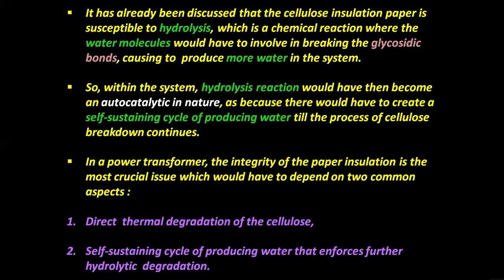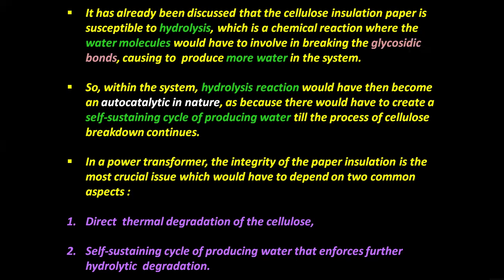It has already been discussed that cellulose insulation paper is susceptible to hydrolysis, a chemical reaction where water molecules are involved in breaking the glycosidic bonds, producing more water in the system. So, within the system, the hydrolysis reaction becomes autocatalytic in nature, creating a self-sustaining cycle of producing water as the process of cellulose breakdown continues.